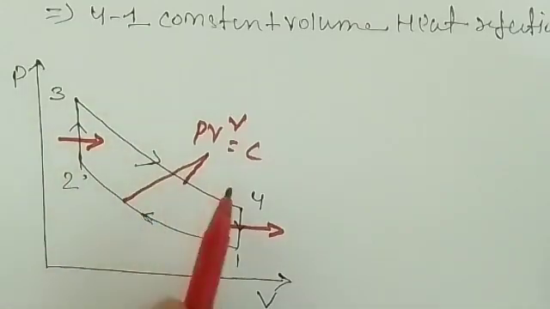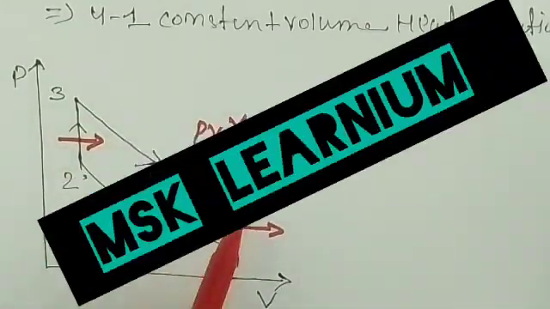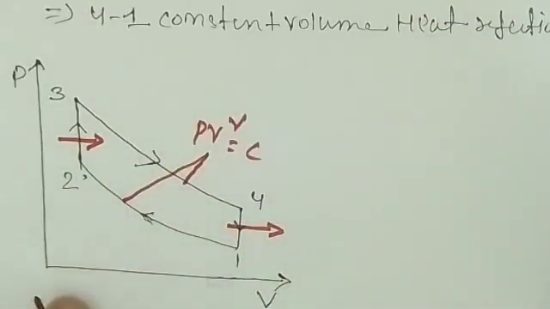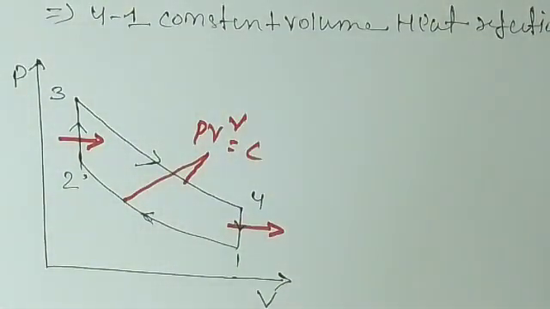And in 3 to 4, the pressure decreases and temperature also decreases, but the volume increases. Again, at constant volume, heat is rejected. So this is the pressure versus volume diagram for the Otto cycle.